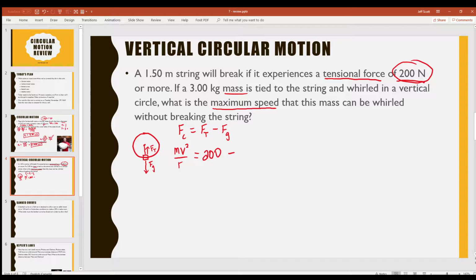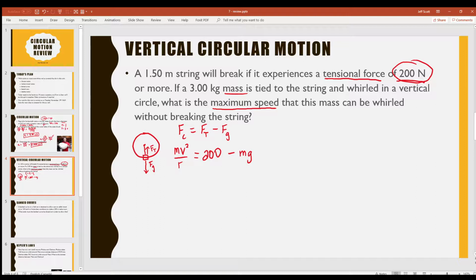And we're going to minus Fg. Now we can reasonably assume that this takes place on Earth, where gravity is 9.81 meters per second squared. So I can say this is just going to be m times little g, and we know little g for Earth at least is 9.81. Now let's throw in our numbers that we have here. Remember, we're trying to find maximum speed, so v is going to be left alone.